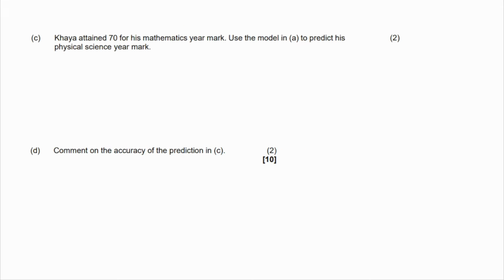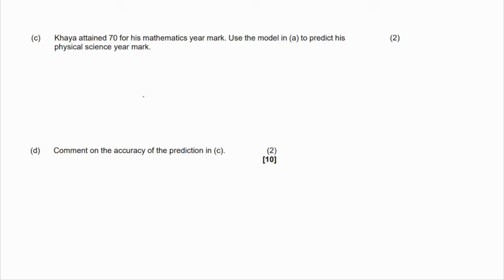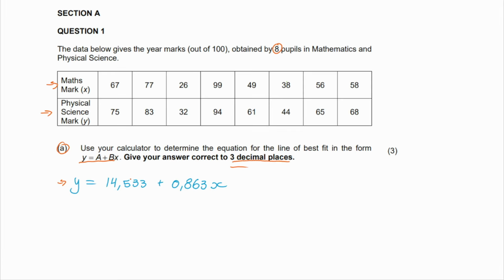Let's move over to C. They say that Kaya attained 70 for his math year mark. Use the model in A to predict his physical science year mark. Here's our model in A. He got 70 for math, so this is essentially his x, so x is equal to 70. Now we need to predict his physical science mark.